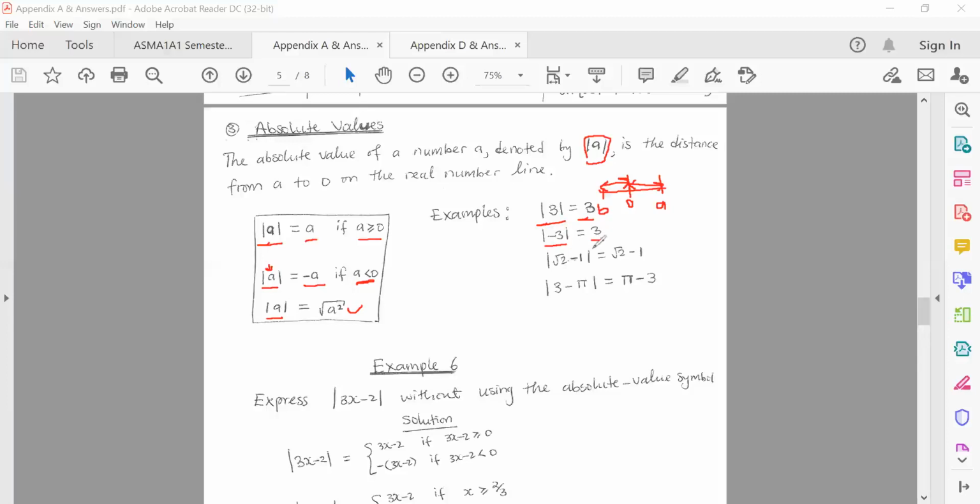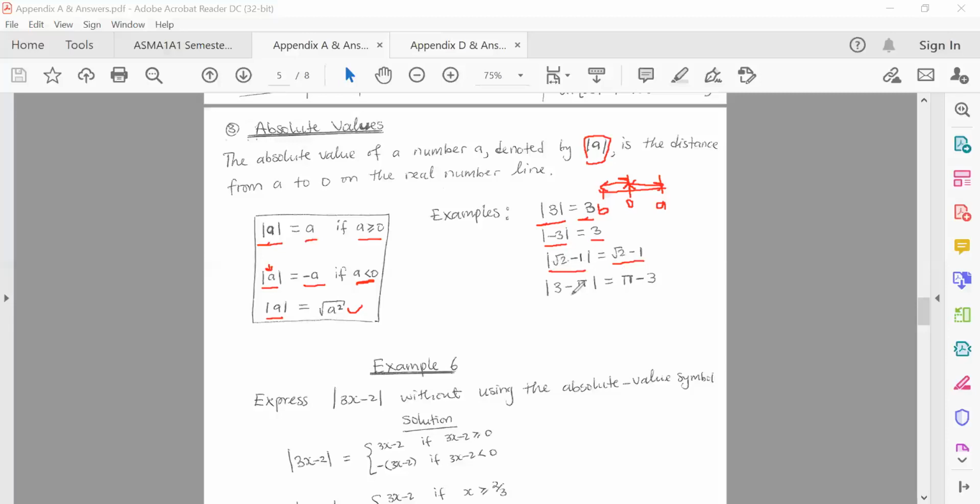Now, what's the absolute value of root 2 minus 1? Remember that root 2 is something like 1.41. If you do that, this subtraction means it's going to be positive. So 1.41 minus 1 is some positive number. Hence, it stays exactly the same.